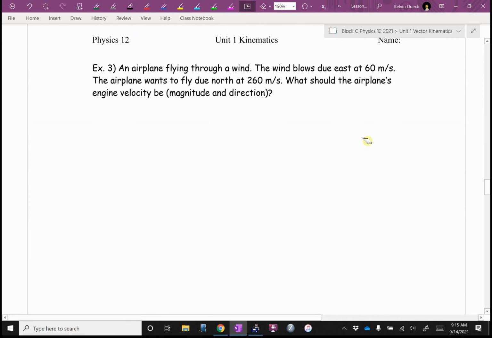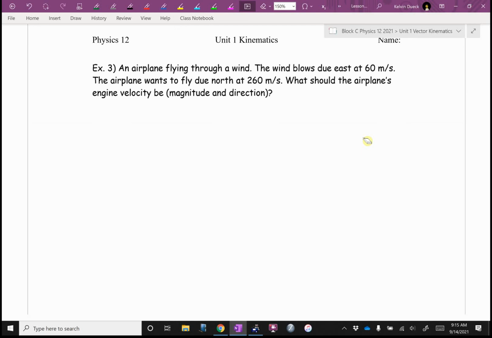Example 3. I like example 3, example 3 is it. I also like example 1 and 2, they're nice questions. So, newsflash, on your test, there's going to be either a river question or an airplane crosswind question. Depends which version of the test I give you, but I've got about 4 or 5 different versions. There's always one of those on there as a written question.